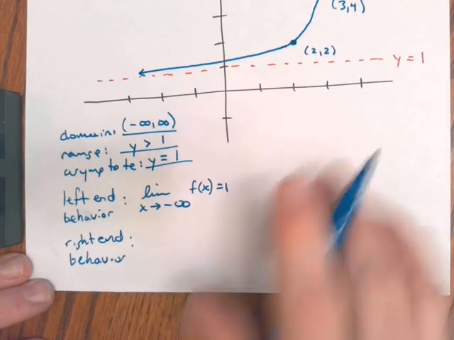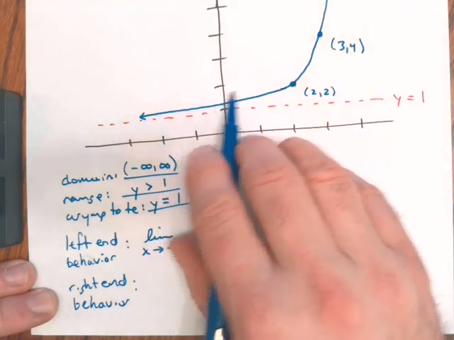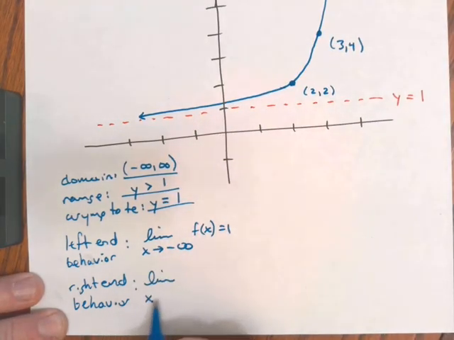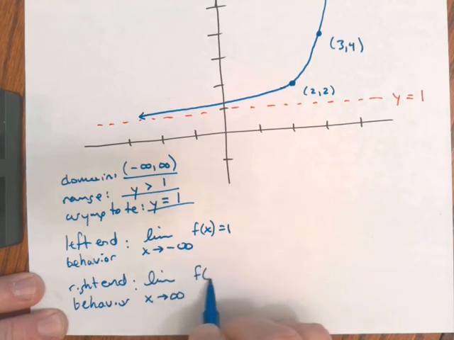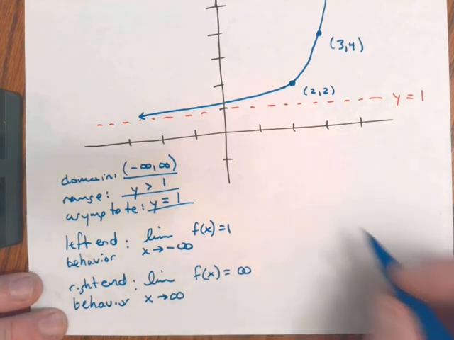And for our right end behavior, similarly, this graph does go forever to the right. As we go to the right, it does go up forever. So we have the limit as our graph goes to the right, as x approaches infinity. Our graph goes up forever. Our height, our y value, f of x, is equal to infinity.